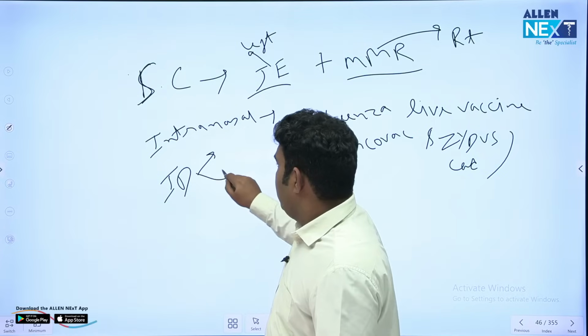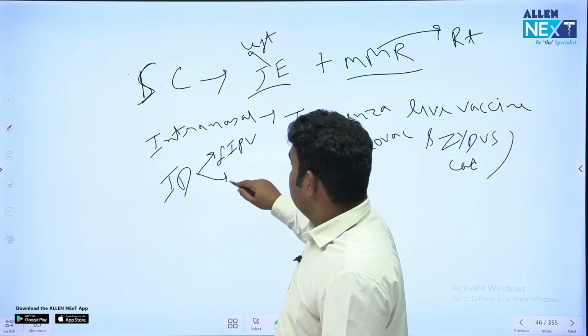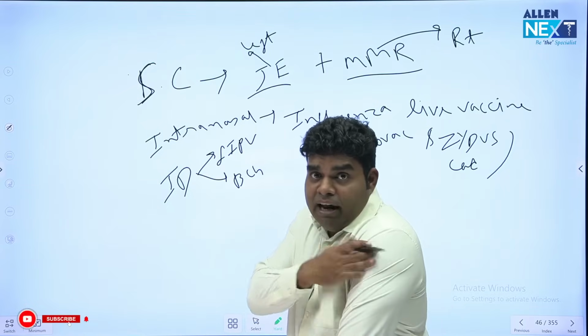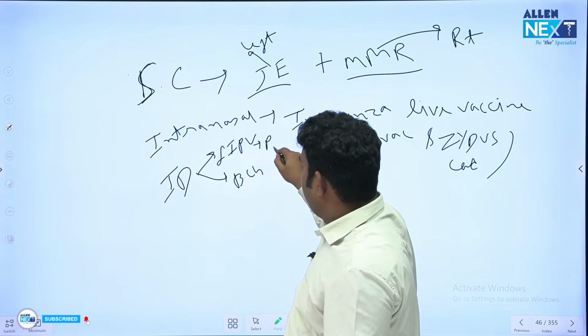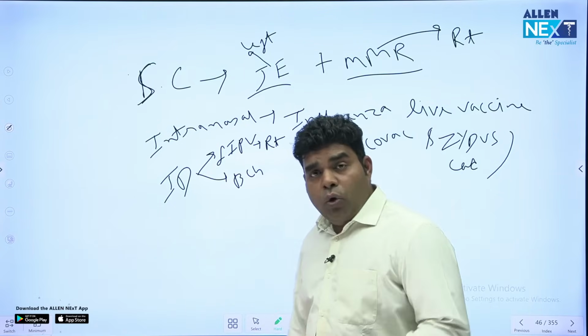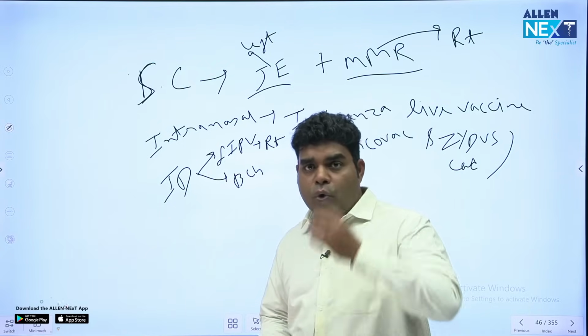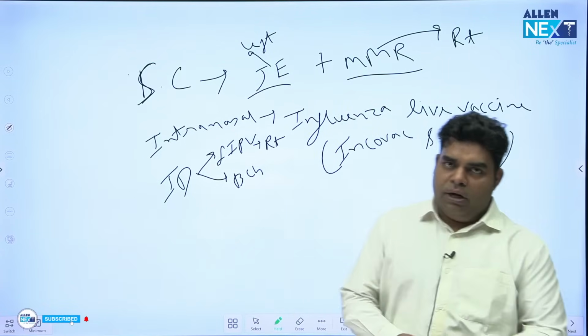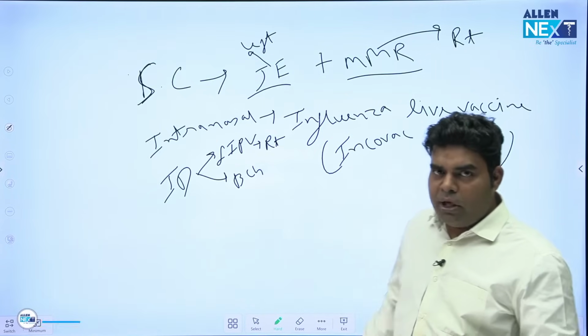Intradermal is fIPV and BCG. Of course, BCG is in the left, so fIPV is in the right deltoid. Okay, and oral is, of course, you all know, rotavirus and polio. Rest all are given intramuscular. So it's simple to remember the route.